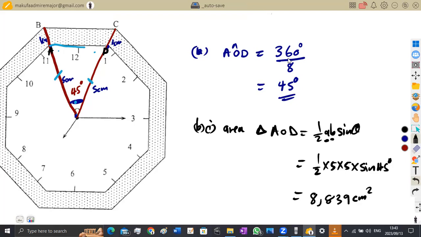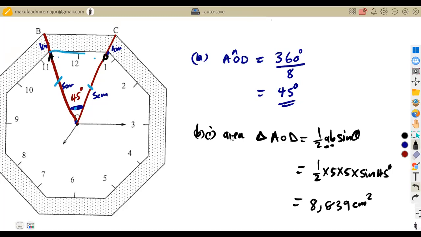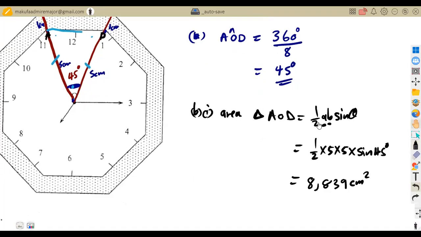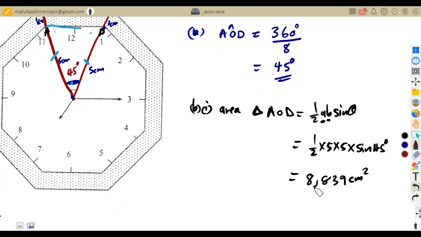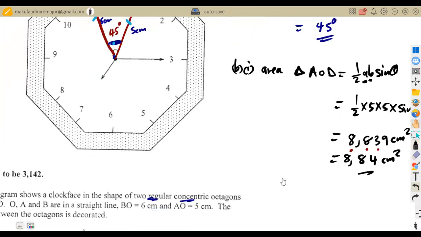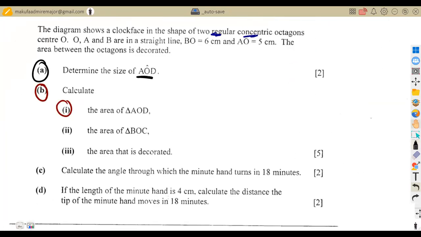8.839 square centimeters. But in our syllabus, mostly, we are supposed to have our answers to 3 significant figures, in this case to 3SF. So let us just write to 3SF, it is going to be 1, 2, 3. So this is going to change into 8.84 square centimeters, all right? That is to 3 significant figures, talking of whole numbers in this case, all right?